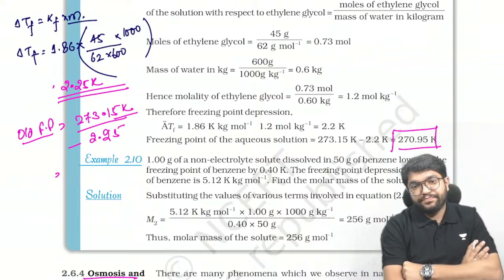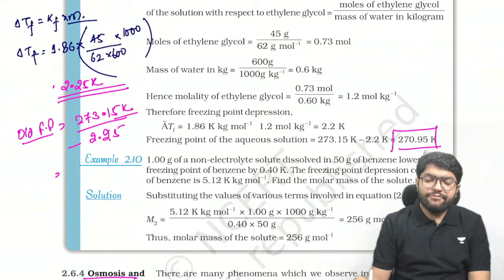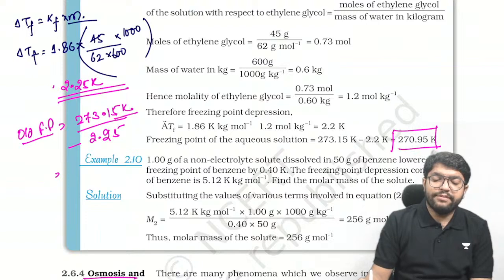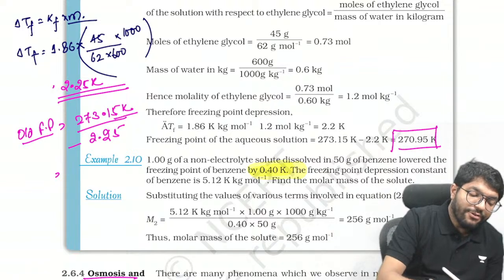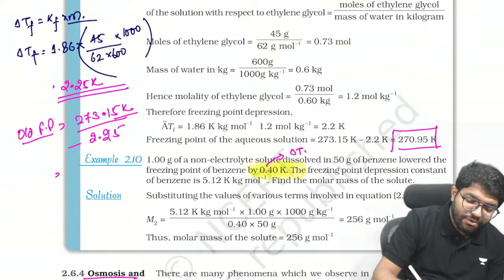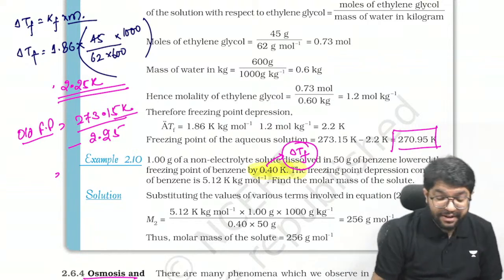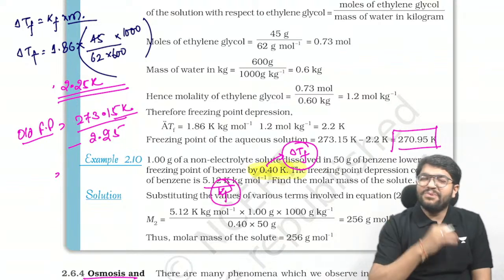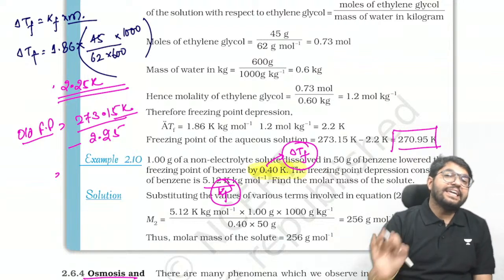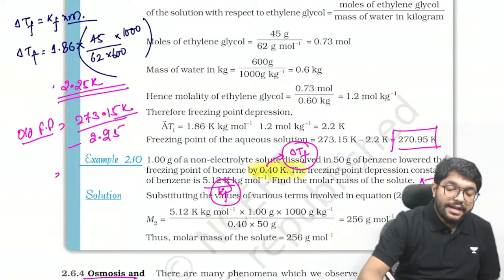Very important. Right? Same concept here in the next question. 1 gram of non-electrolyte solute dissolved in 50 grams of benzene lowered the freezing point by 0.4. 0.4 means my delta TF is given to you. The freezing point depression constant is 5.12. Sorry, this is KF that is given to me. All I have to calculate and put in the values is molality. All I have to do is this only, nothing else. So which is the formula? Delta TF is KF into m.